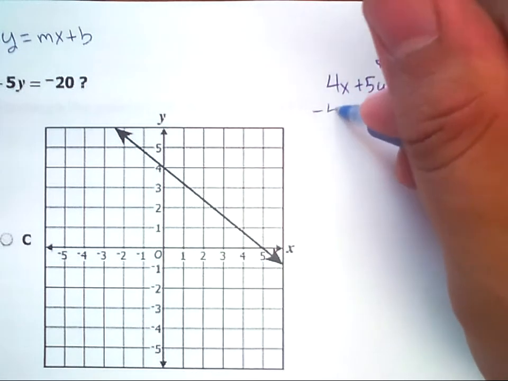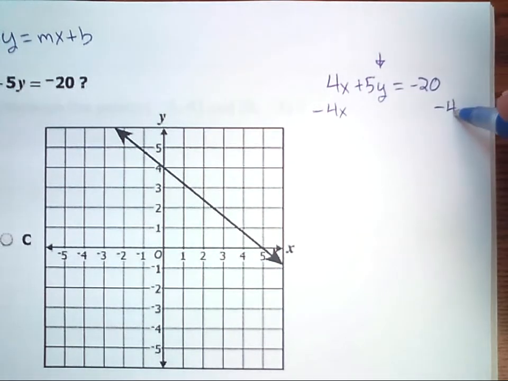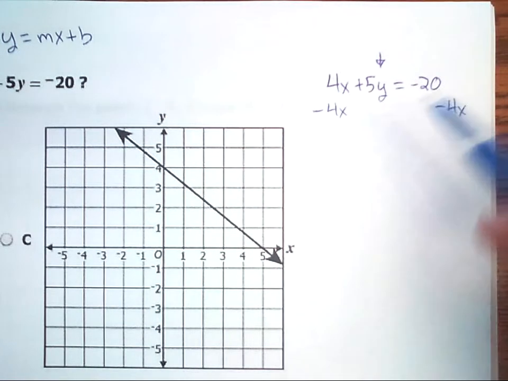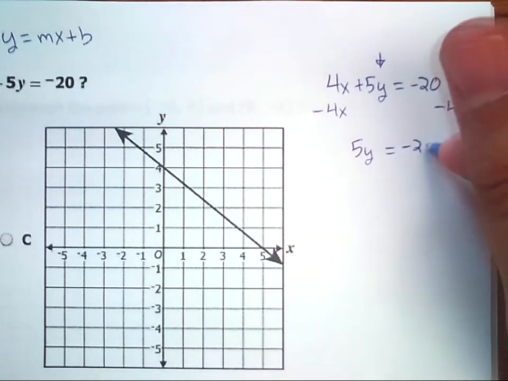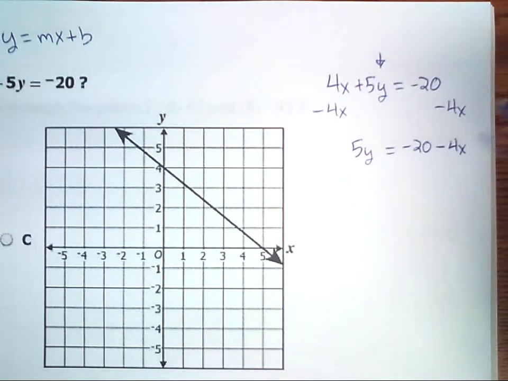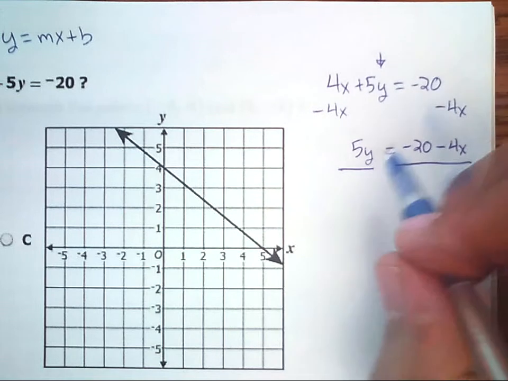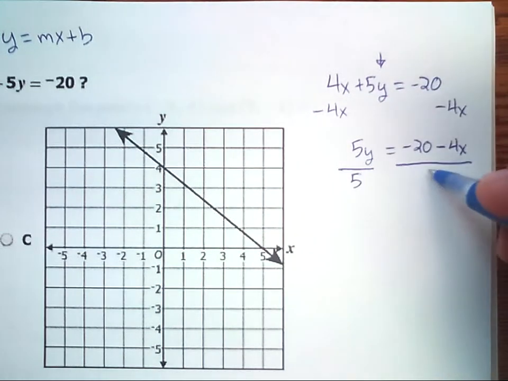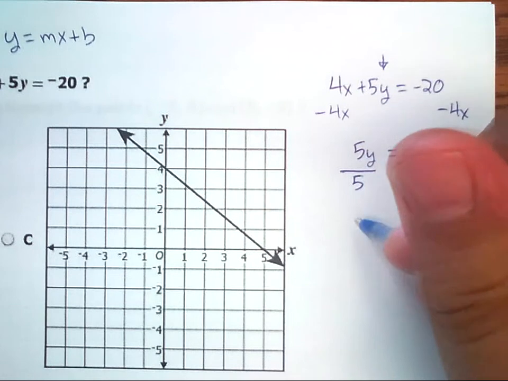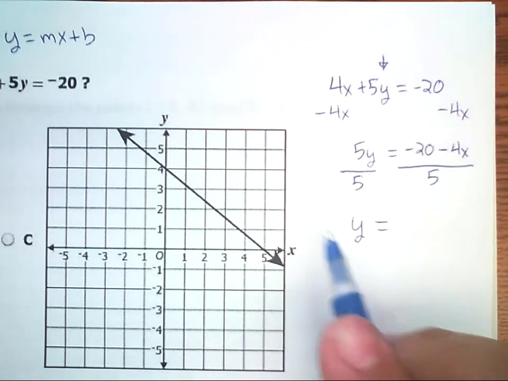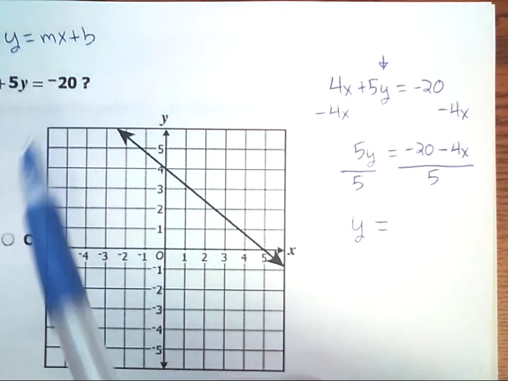So first, we're going to subtract any terms that don't have the variable we're looking for, which is 4x. So 5y equals negative 20 minus 4x. Then we're going to split apart 5 times y, and we're going to divide everything by 5. So 5 divided by 5 cancels out. Y equals, hey, now it's looking pretty good. It's looking like what we need it to be.